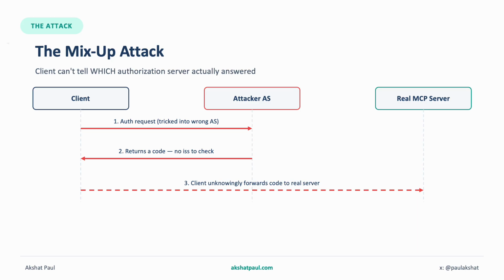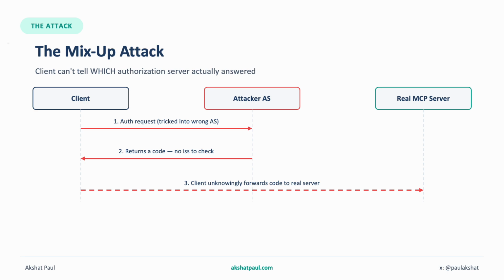MCP's whole model is one client, say your IDE or Claude, talking to many different authorization servers, one per tool or server you connect. Step 1. The client kicks off an auth flow, but through some redirection or misconfiguration, it ends up talking to an attacker-controlled authorization server instead of the legitimate one.